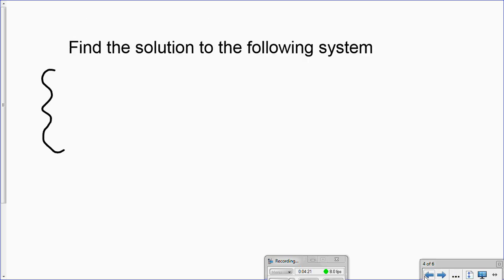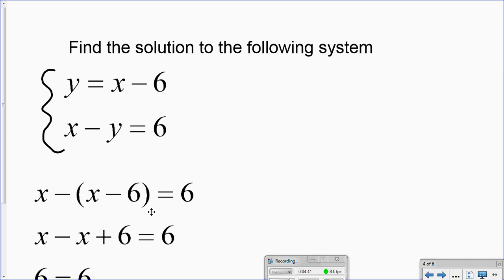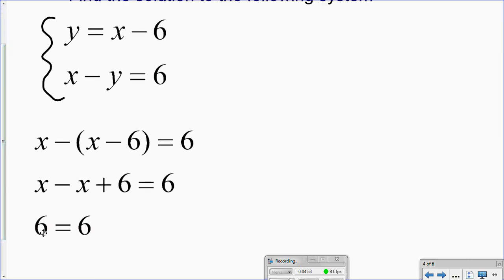Alright, second one. Find the solution to the following system. Here's the system. Step 1 is to get a variable by itself, but we already have that. So we're going to take what y equals and plug it in for the y in the other equation. So now I have x minus 6. I multiply out this negative 1. So I have x minus x plus 6 equals 6. The x's end up canceling each other out, so I get 6 equals 6.